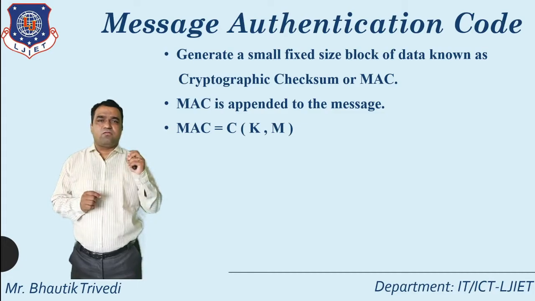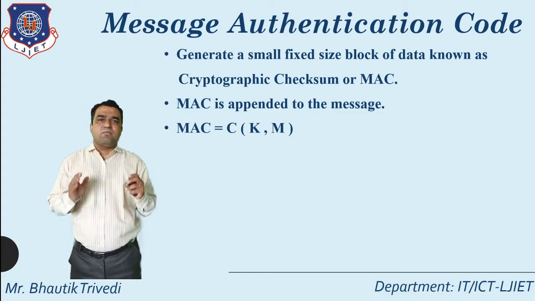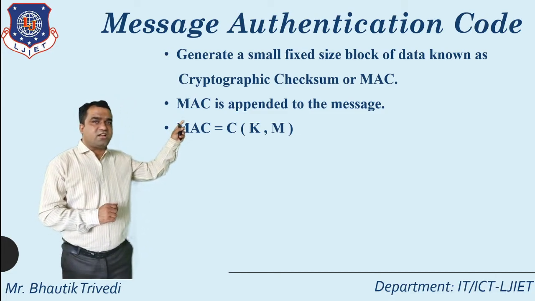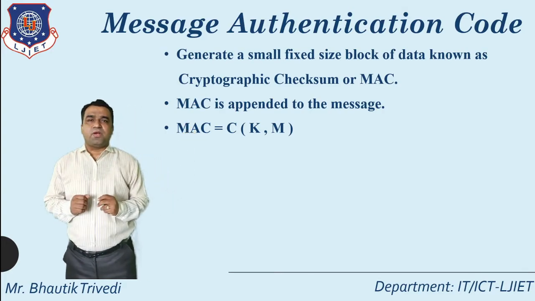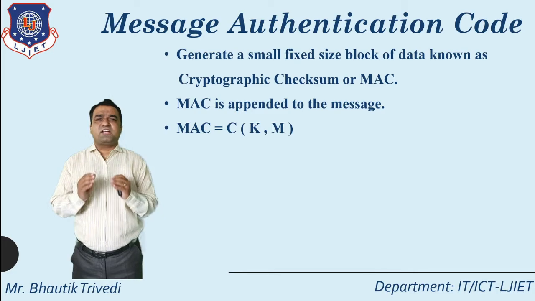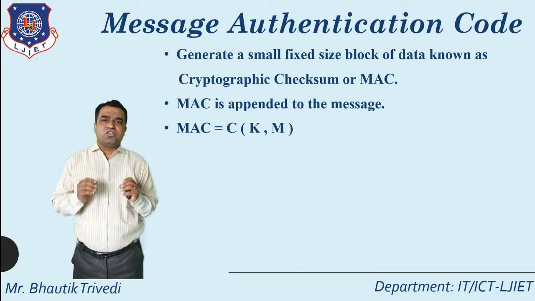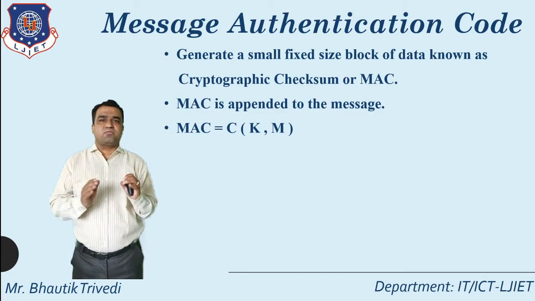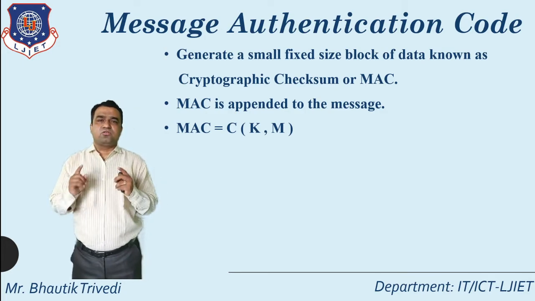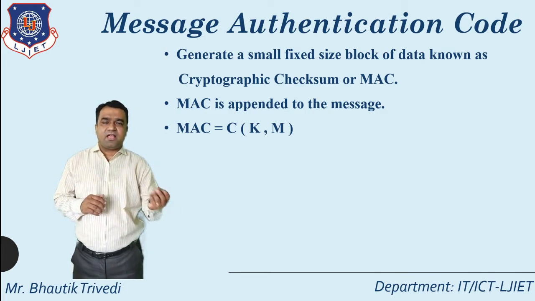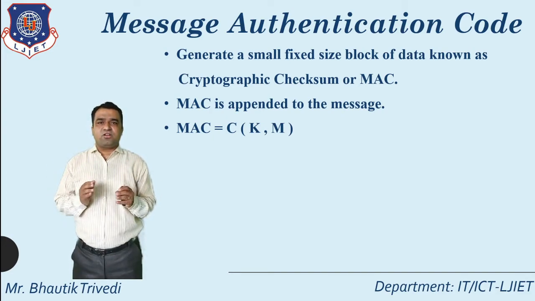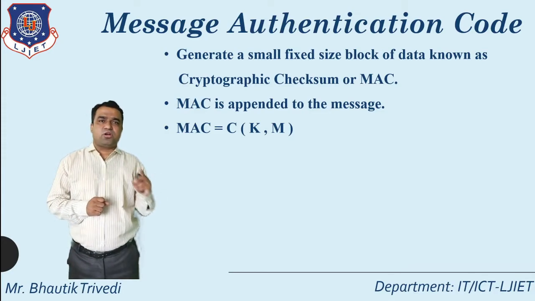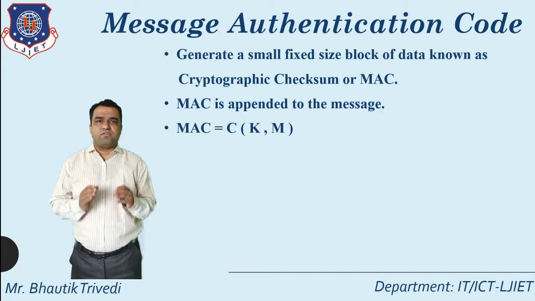Must remember one thing, whenever you generate any particular MAC, the MAC is always appended to the message. So here you just see the second line: the MAC is always appended to the message. That's the definition of the MAC. Remember, a small fixed size block of data is known as a MAC, and the MAC is always appended to the message. How do I generate the MAC and what's the formula behind that? MAC is equal to C(K, M). M means message, K means key, and C means the cryptographic checksum.